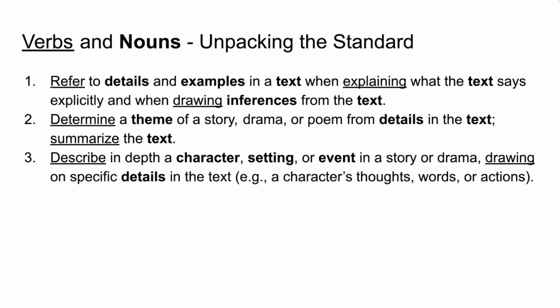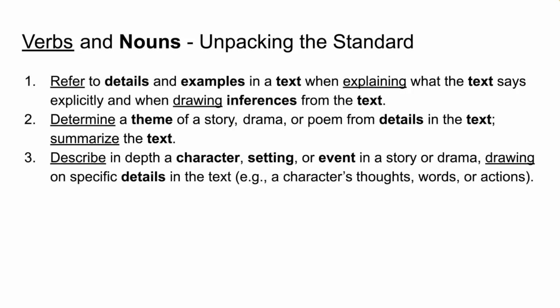So not just what the text says explicitly, but also other meanings that we can apply from the text through further interpretation. The second step is determining a theme of a story, a drama, or a poem from details in the text, summarize the text. So we have verbs like determine and summarize. So determining what? Determining a theme from details in the text. So looking at a story or a drama or a poem and deciding what kind of story is this? What is the theme of the story? We will look for details in the text to find the theme of the story.